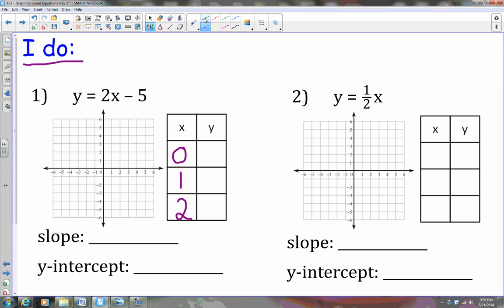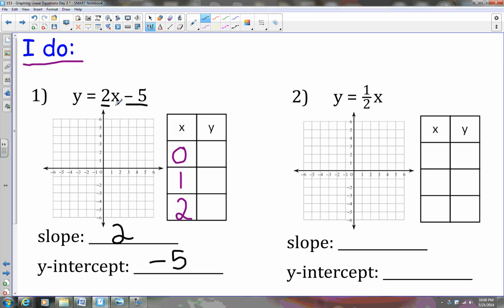Now, what we know about our equation already, we can answer these right off the bat because I know my slope is the number in front of the x. So my slope here is 2. And our y-intercept is negative 5. So I can already do this part. Now let's use our table to graph our line.